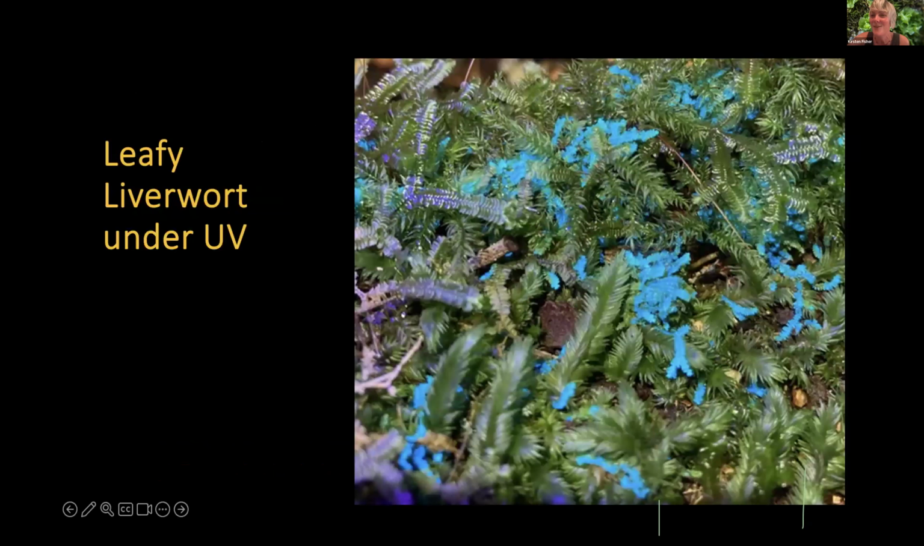Oh, and I just had this fun photo, so I thought I'd throw it in. At least some leafy liverworts, and also some of the thalloids, but mostly leafies, have fluorescence. So they will fluoresce these really cool colors if they're exposed to UV light. So you can take a little UV light with you into the forest sometime and check it out. This is one that glows this really cool bright blue under UV.